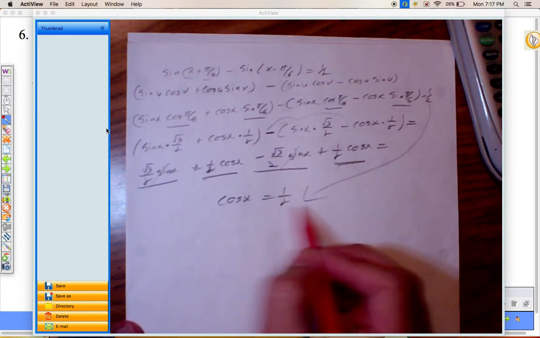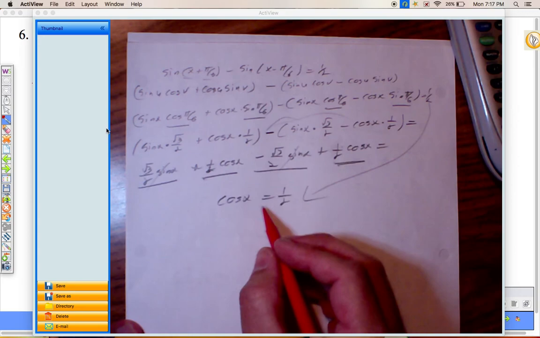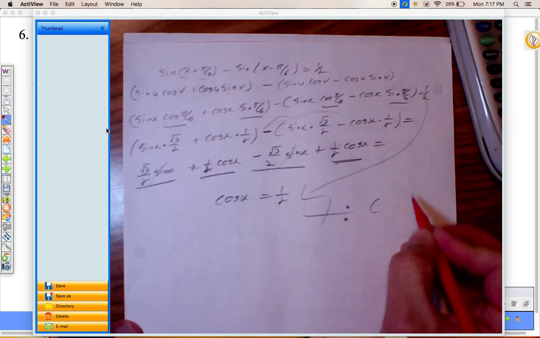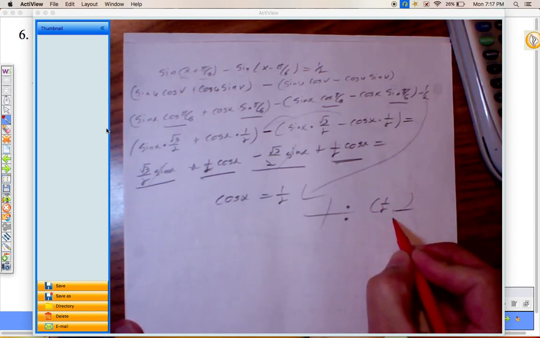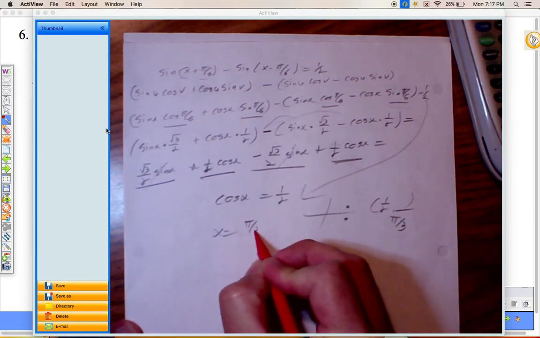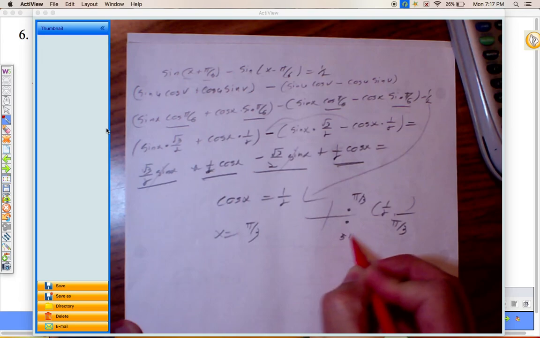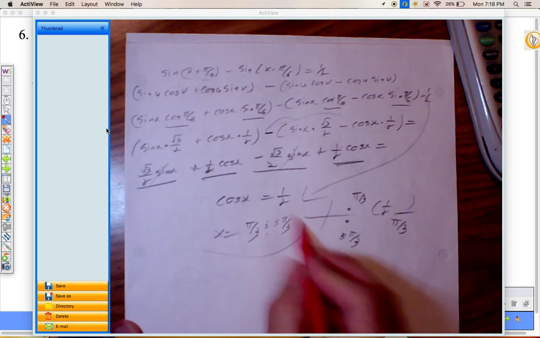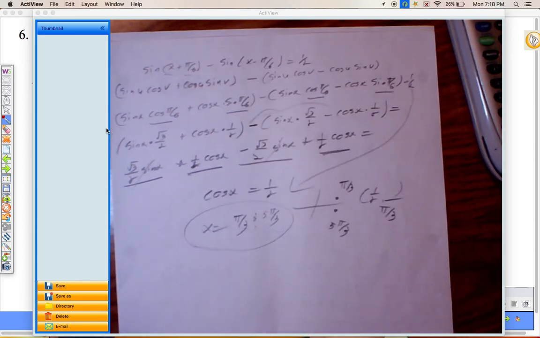So now, between 0 and 2 pi, cosine is my x value. Cosine's positive in the first and the fourth. My ordered pair is going to be a 1/2 comma something, which tells me it's a pi over 3. So my x is going to be pi over 3 in the first and 5 pi over 3 in the fourth. It's all about knowing the formulas and being comfortable with them, and being able to evaluate sine, cosine, and tangent of our good unit circle values.